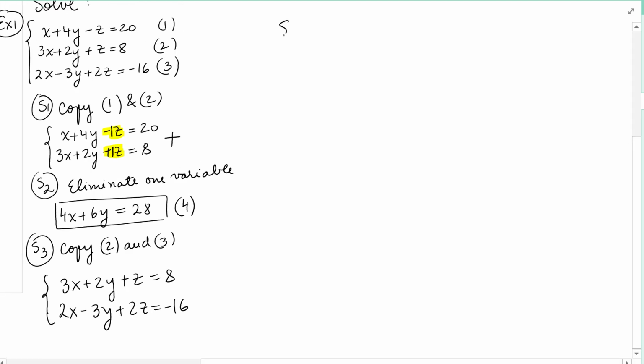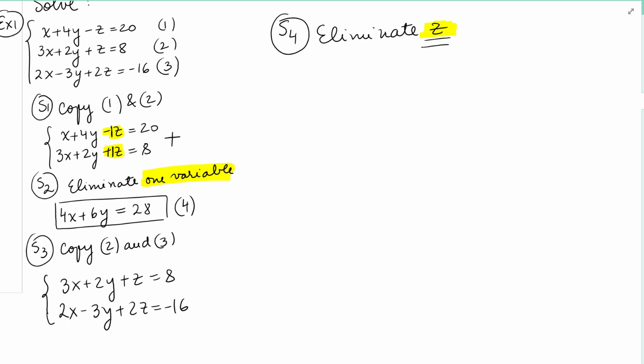Step 4, eliminate z. So while in step 2, we said eliminate one variable, any variable you could have chosen to eliminate, x. In step 4, because we chose to eliminate z in step 2, we have to eliminate the same variable. So when I look at the system from step 3, I want to eliminate z. Well, this time, z here has 1 in front of it, and here it has +2.